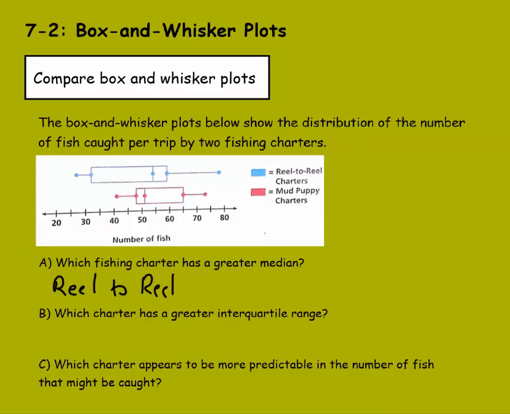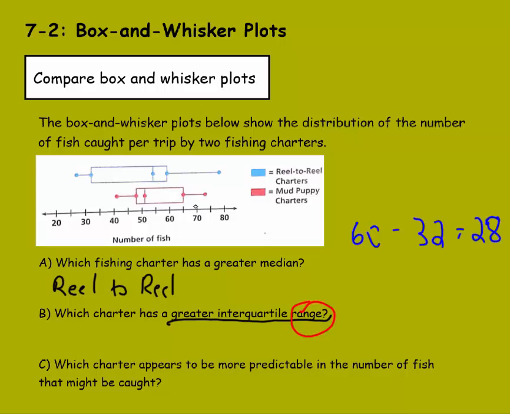Now it asks us which charter has the greater interquartile range. If you remember, range means the distance from the greatest to the least. Now it's asking us for the interquartile range. That means the highest quartile to the lowest quartile. Well, the upper quartile for Reel-to-Reel was 60. The lower quartile for Reel-to-Reel looks to be about 32. So 60 minus 32 equals 28. So that's the range for that.